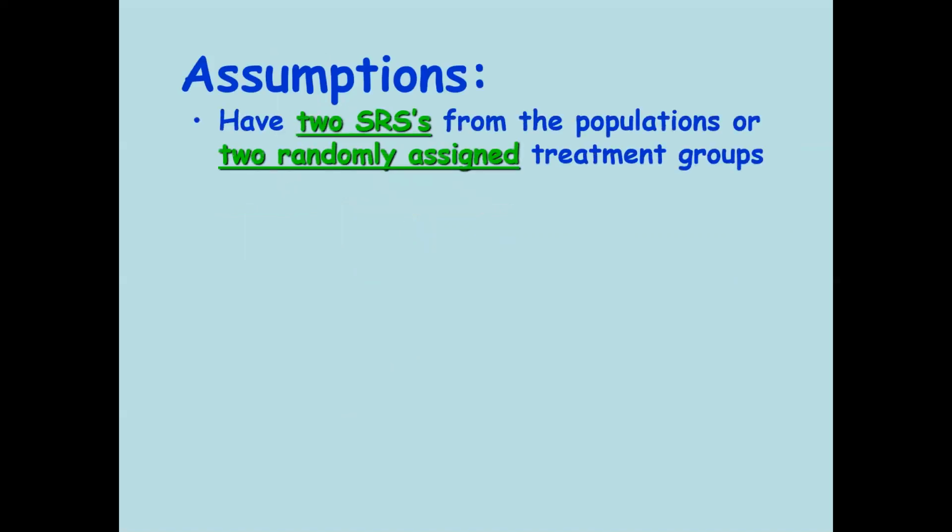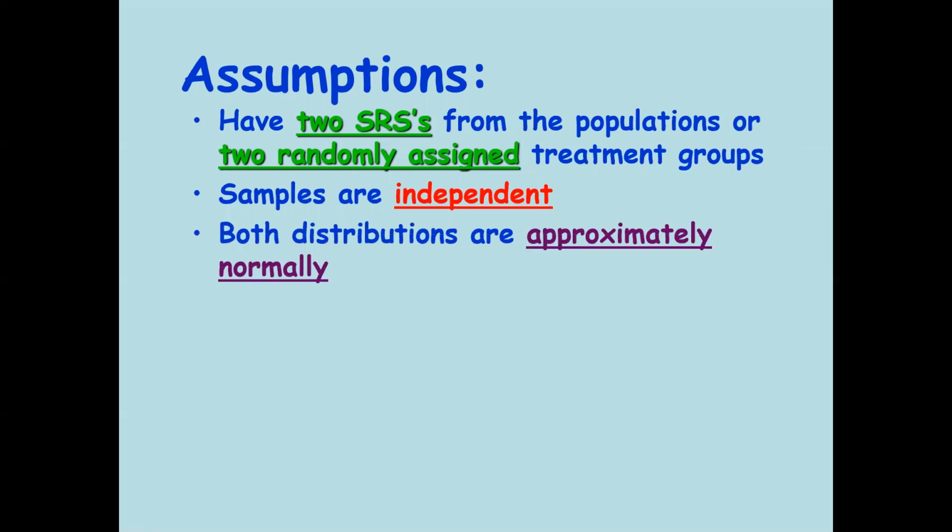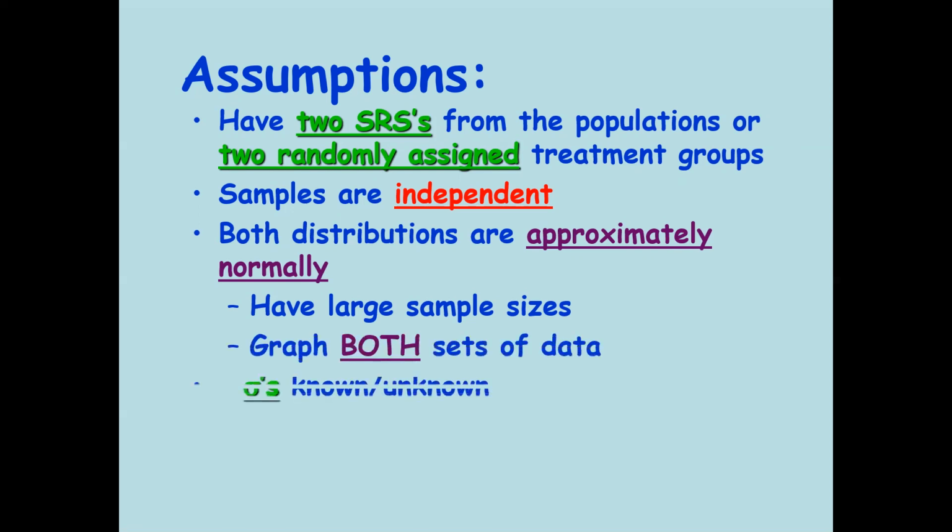So assumptions: we need to have 2 SRSs, simple random samples from the population, or 2 randomly assigned treatment groups. We need the samples to be independent. Both distributions are approximately normal, of course, by either stating normality, having a large sample size for each above 30, or graphing the data on a box plot or stem plot and showing them to be approximately normal. And we need to determine whether we have a Z or a T test by whether sigma is known or unknown.